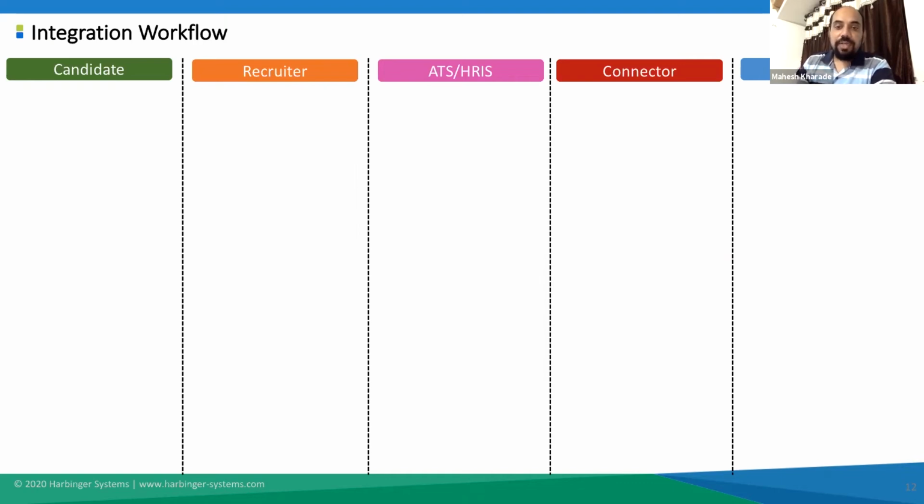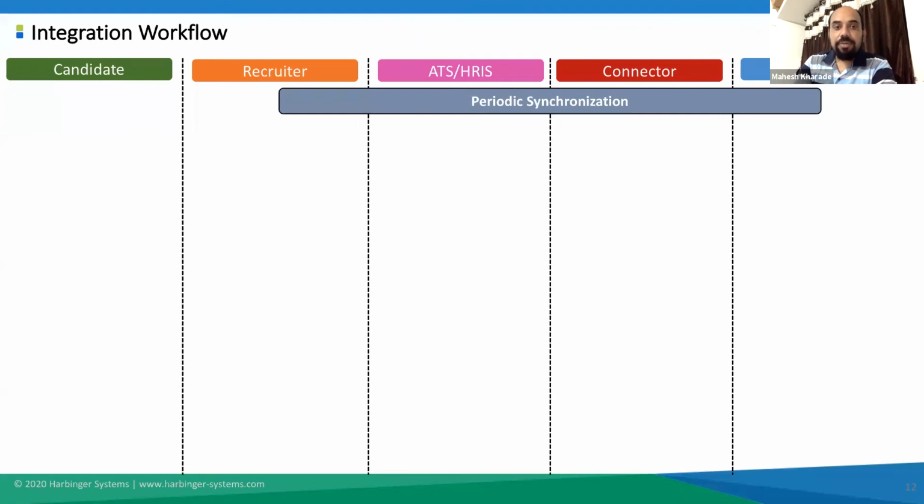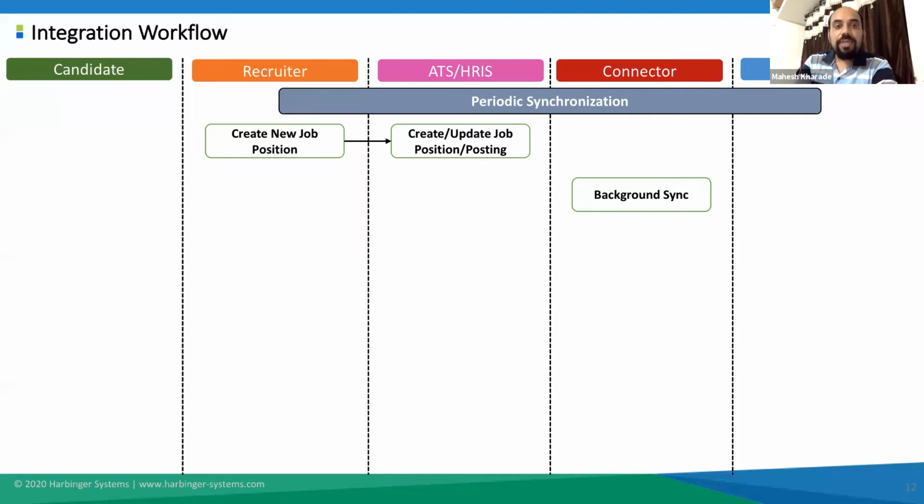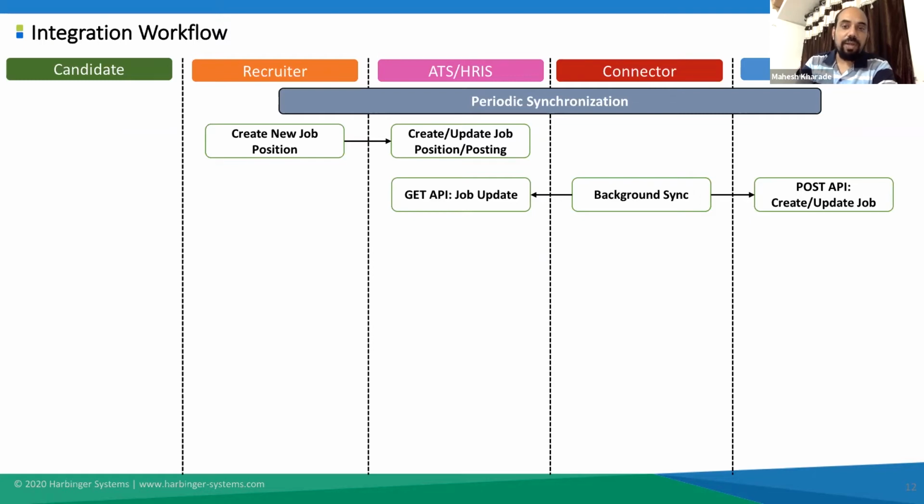So let's start with the integration that is essentially triggered by the periodic process: periodic synchronization of job positions that are opened by the recruiter in the ATS platform. That's where they end up creating those jobs, and those need to be synced with the job board in the background. This is where the integration process makes use of the API from the ATS or HRIS platform, and keeps checking for job updates at certain intervals, and sends those updates to the job board using the respective API that Monster provides.